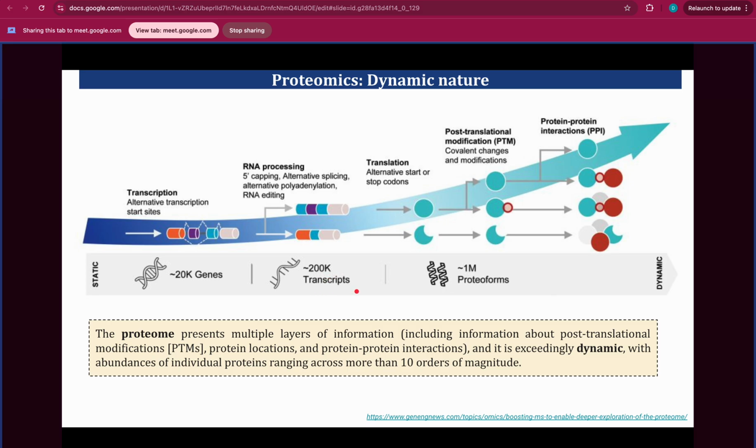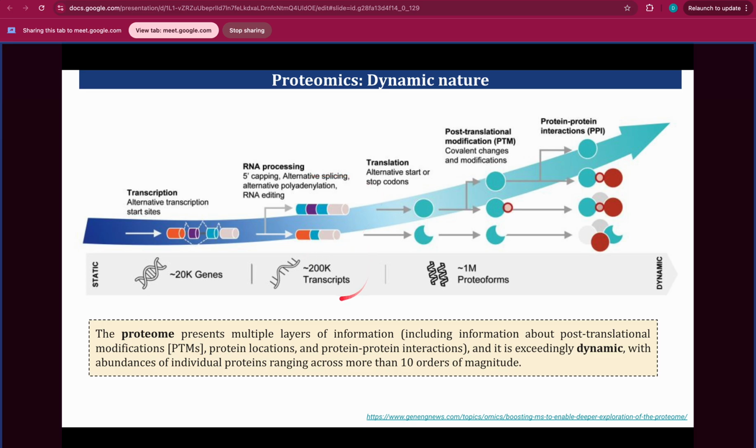So how are these transcripts synthesized? Due to the alternative transcription start sites. This is one of the processes which brings about the dynamicity. And then after the transcripts are synthesized, comes the RNA processing step, in which 5' capping, alternative splicing, alternative polyadenylation and RNA editing can happen. These are also some of the processes which can change the different RNAs synthesized from a single gene, and bring dynamicity to the nature of the RNAs.